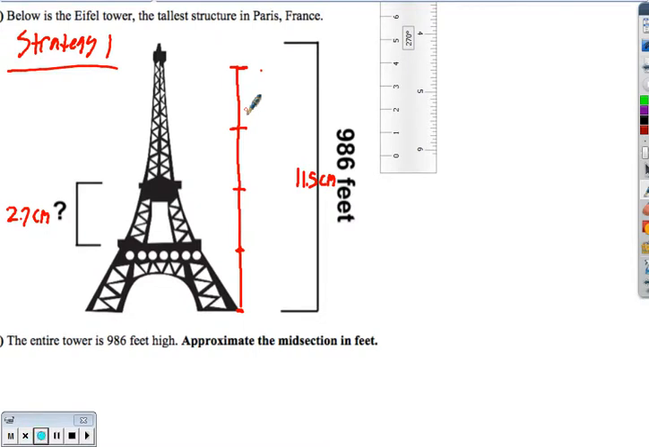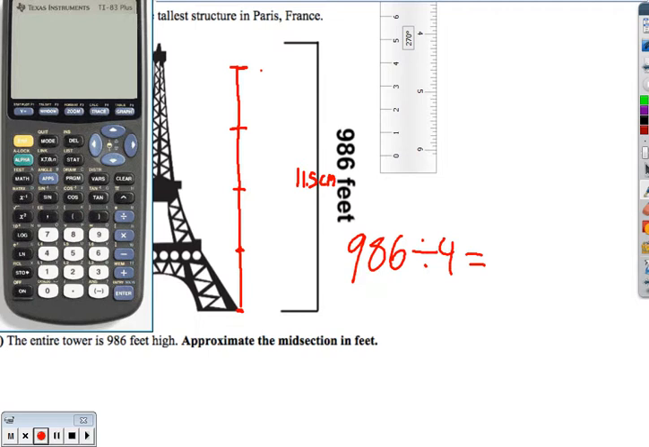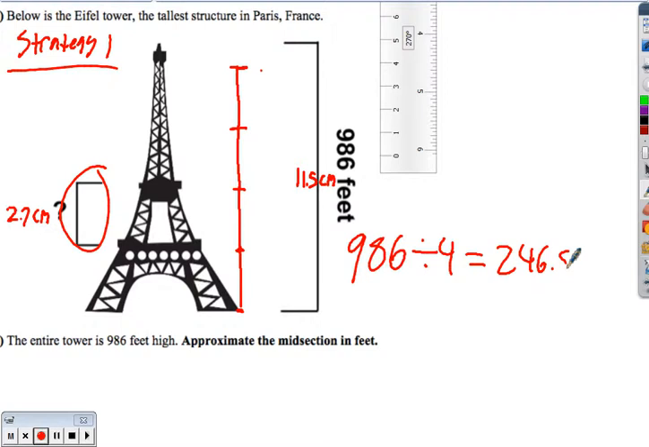The way they figured out how many feet one would be is by doing division, because you can see from the picture the entire thing is divided into 4 pieces. So to figure out what one of those pieces would be, we do some division. 986, the total, divided by 1, 2, 3, 4. If you did 986 divided by 4, you would get 246.5. And this is feet.